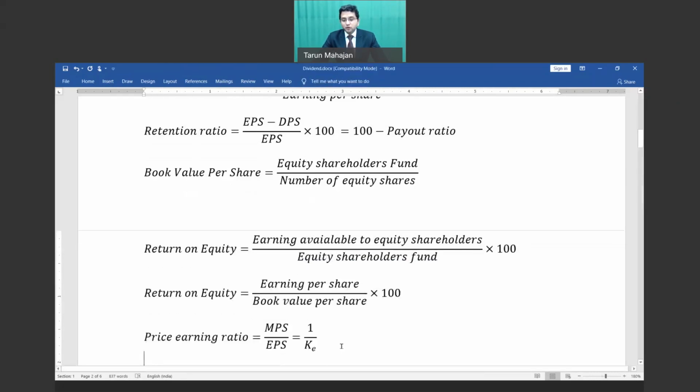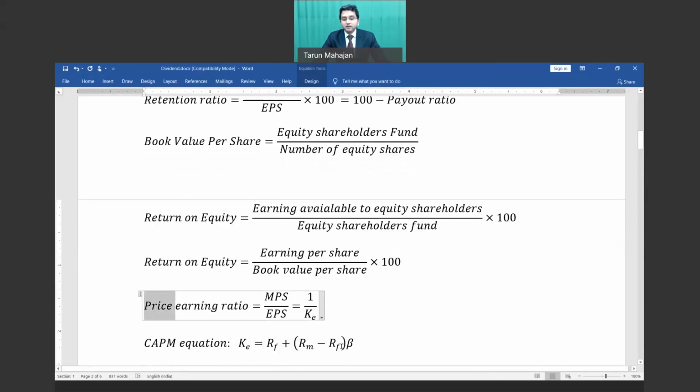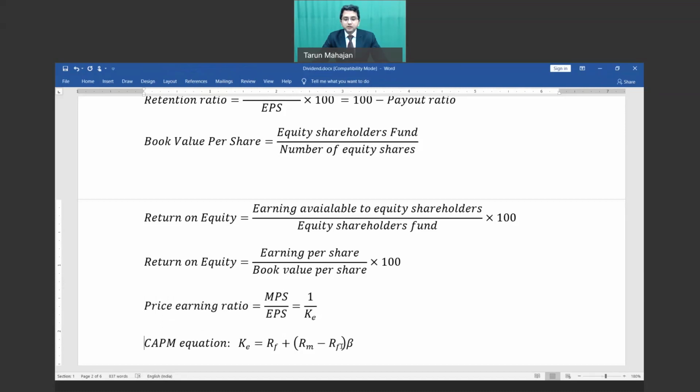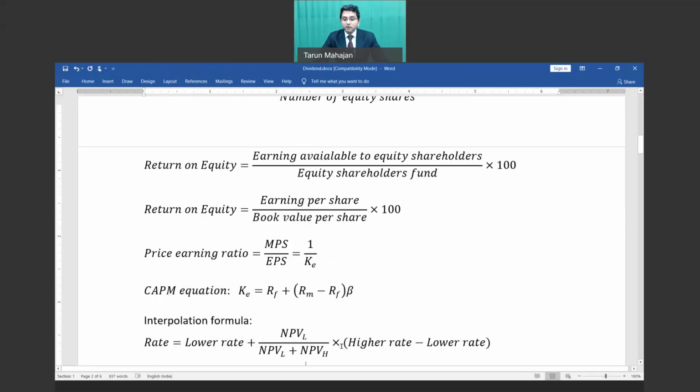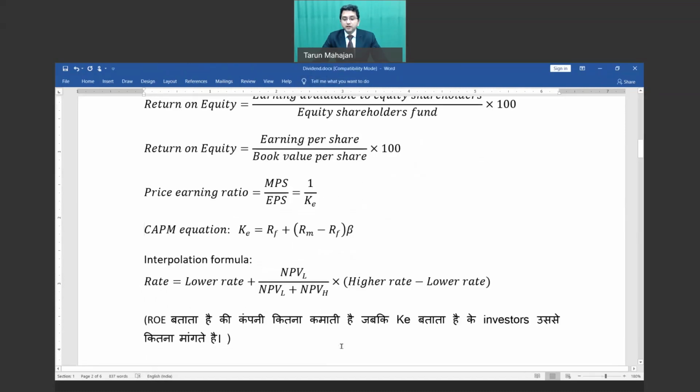Price earning ratio. You know what is price earning ratio? It is market price per share divided by earning per share. And one of the formulas for cost of equity is earning per share divided by market price per share. So this formula is 1 divided by PE, that is, K. Then the CAPM equation, try to recall. So cost of equity is equal to RF plus (RM minus RF) into beta.